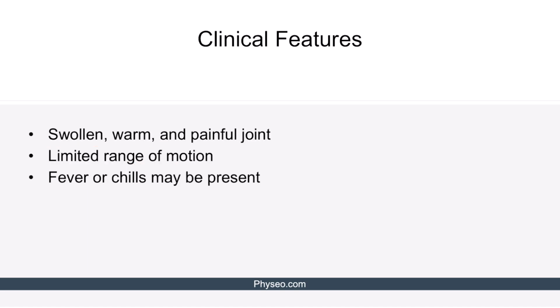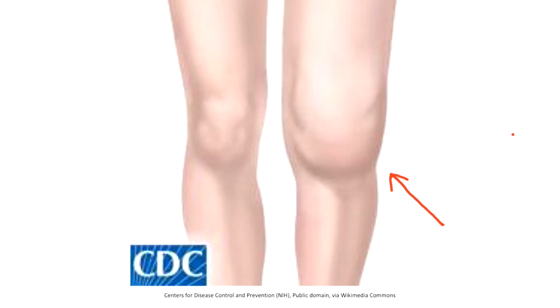The clinical features include a swollen, warm, and painful joint, limited range of motion, and fevers or chills may be present. Here's an image showing a swollen knee joint. This can be seen in the clinical presentation of a patient with septic arthritis.